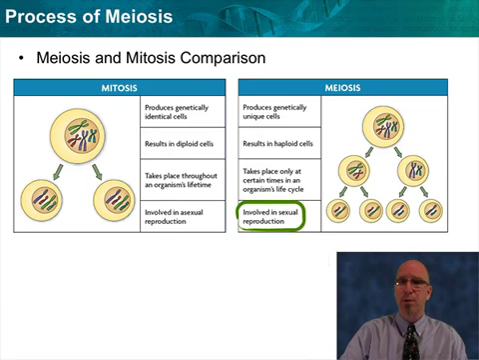Those haploid gametes, in the process of fertilization, combine two haploids to make a diploid. Whew, that was a mouthful of stuff. So, the process of meiosis.